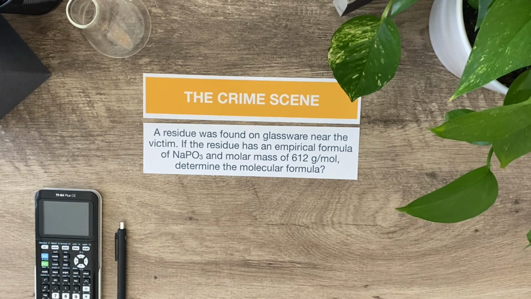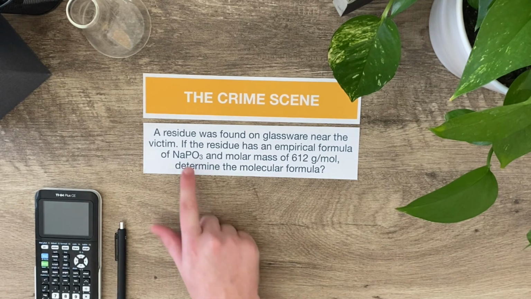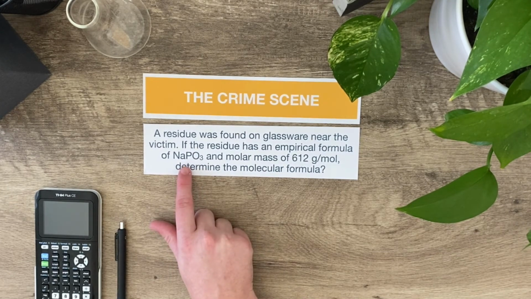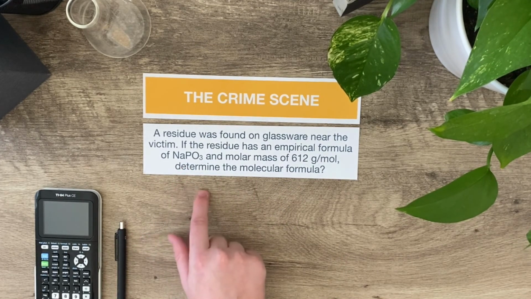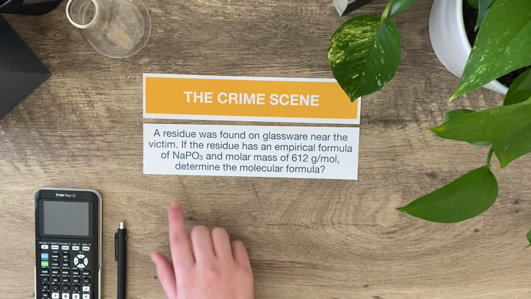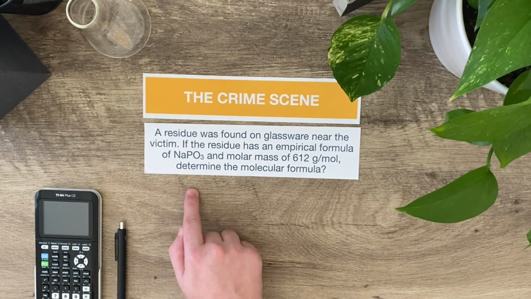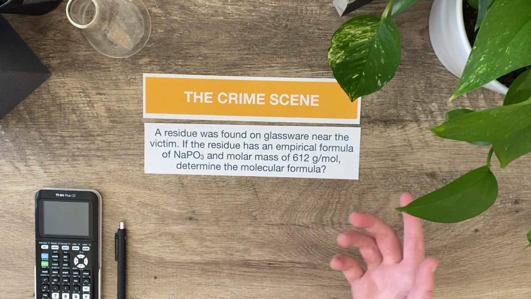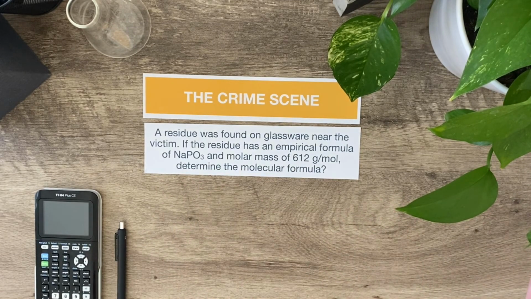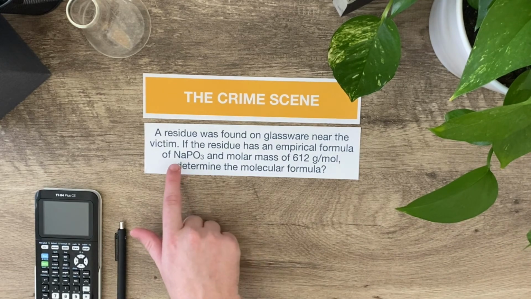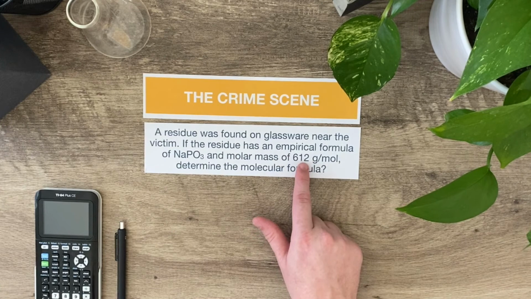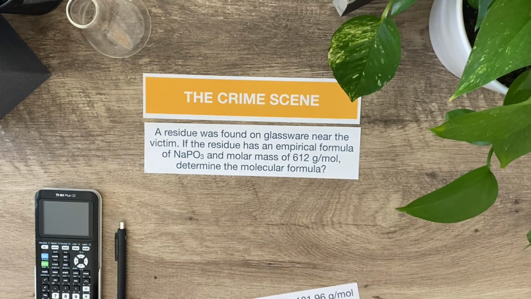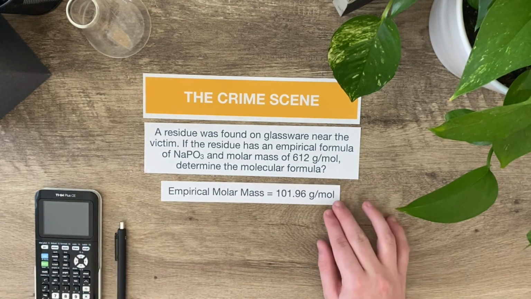Well, in order to do this, I need to compare the two. So remember, the empirical formula is the smallest ratio of the two. So I need to figure out, is the molecular formula Na2P2O6, a common factor of 2, is it a common factor of 3, Na3P3O9, or so on and so forth? In order to figure out the common factor, I need to compare the empirical molar mass to the molecular molar mass. So if I calculate the empirical molar mass, I get that it's 101.96 grams per mole.